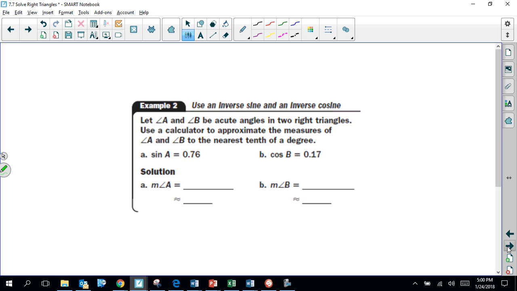To find the measurement of angle A, I'm going to say the inverse sine. Oops, wrong button. We're going to say inverse sine of 0.76 and hit enter on our calculator for about 49.5 degrees. And then we'll say inverse cosine of 0.17 for 80.2 degrees.